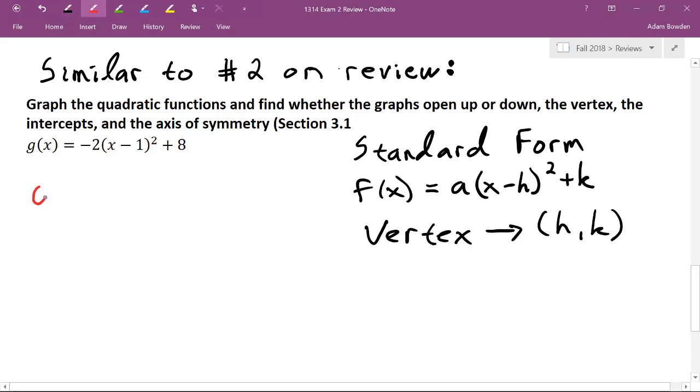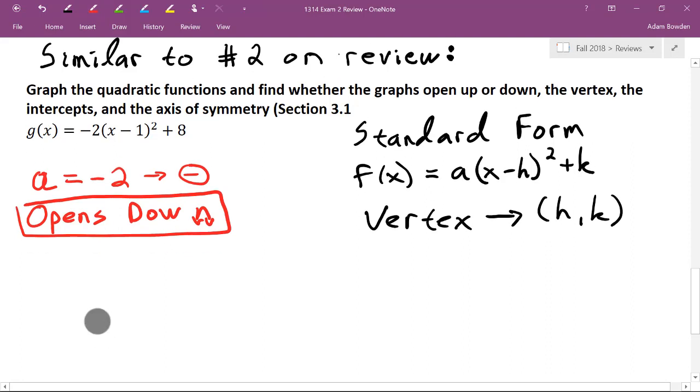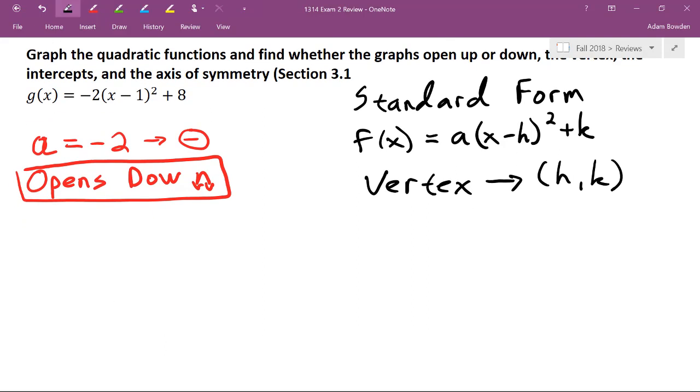First thing we're going to do is identify the number for a. a equals, in this case, -2. Now since that is a negative number, that tells us that our parabola opens down. And so that's the first step, and then after that we'll determine the vertex.